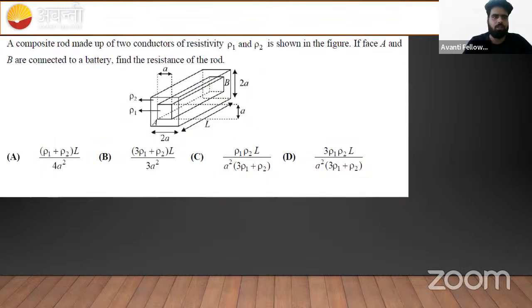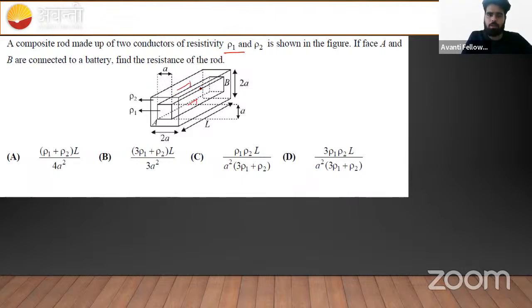Let's move on to the next question. The next question is again an application of resistance. Here a composite rod system is given, having length L, and it is asked that if we connect a battery between A and B, it means current is flowing from A to B, in this direction.